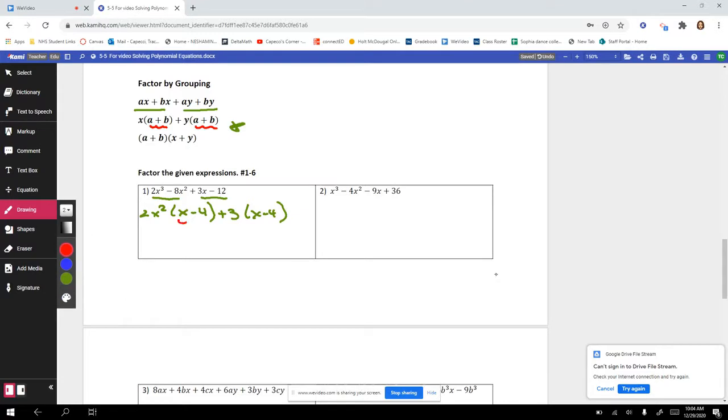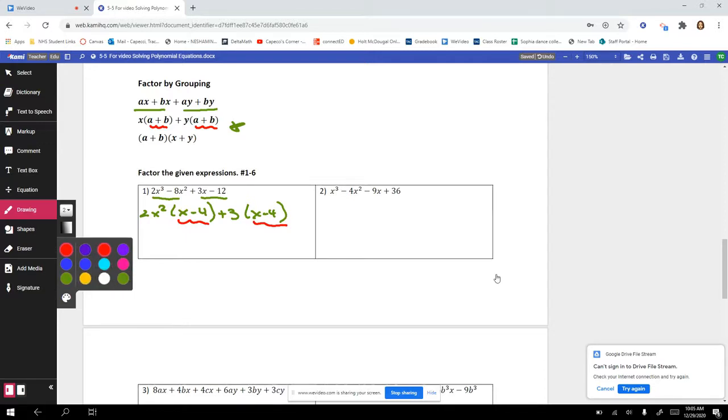Now, this should always be the same. If it's not the same, then a couple things could have happened. Either you made a mistake along the way, you took out something that was incorrect, or maybe that polynomial can't be factored.